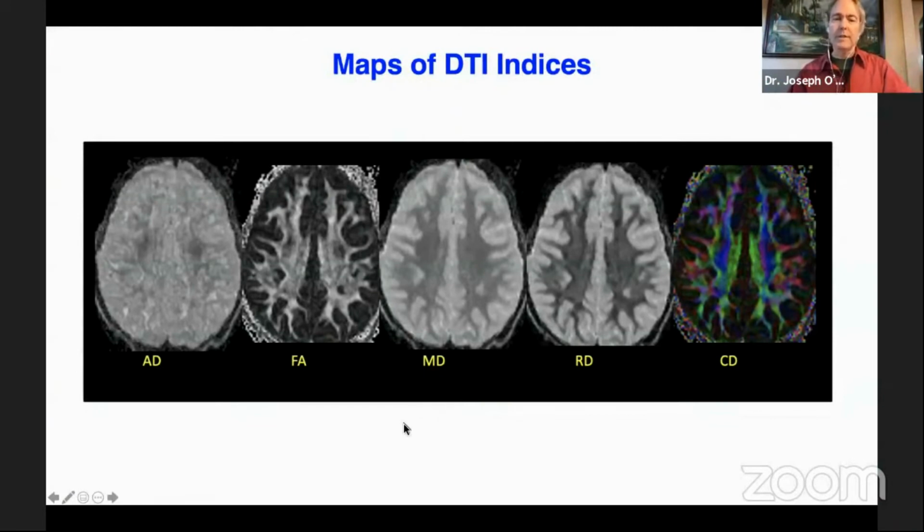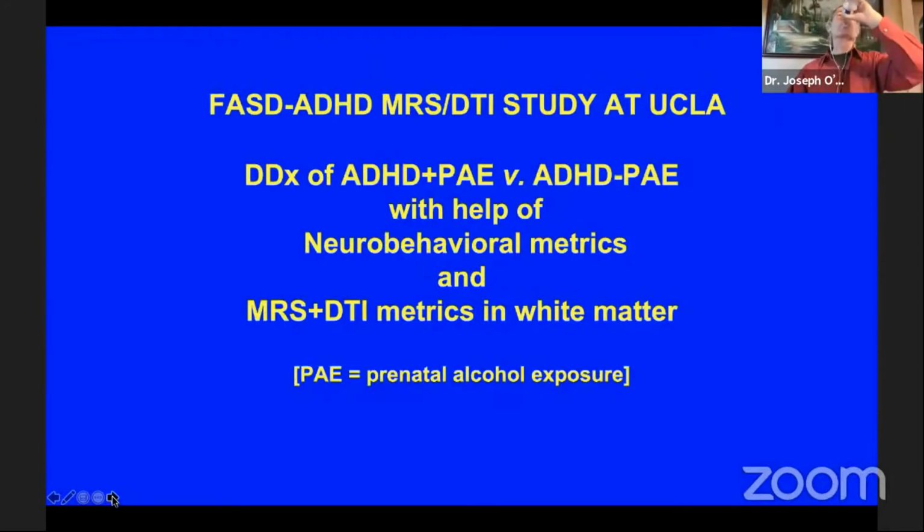Here's some maps of the DTI indices from our study of FASD, which we are coming to that study now. This study was concerned with the differential diagnosis of ADHD in the presence of prenatal alcohol exposure, ADHD plus PAE, compared to ADHD in the absence of prenatal alcohol exposure, ADHD minus PAE. And we're trying to do this with the help of neurobehavioral metrics and also MRS and DTI of the white matter.